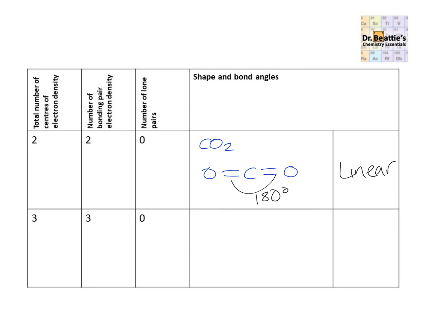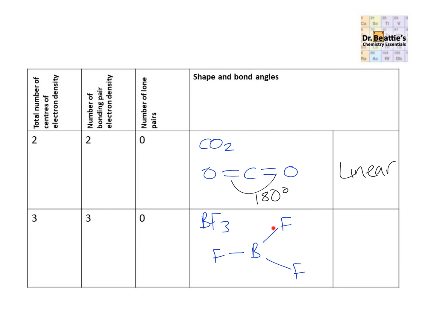For the next shape that can be produced, and this time it's with 3 areas of electron density around the central atom, we're going to look at the example boron trifluoride, so BF3. So boron is our central atom, so we put it in the centre. We're going to have 3 areas of electron density around it, as suggested here.